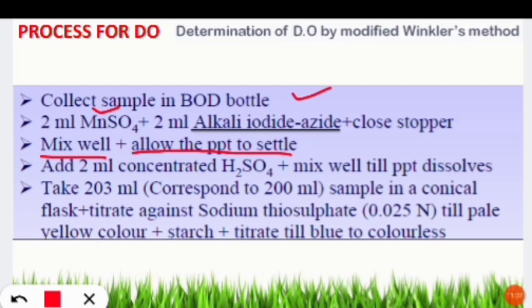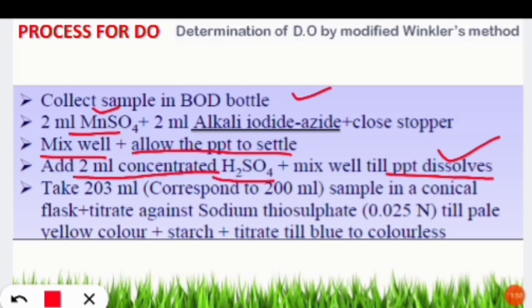Then what we will do? We will add 2 ml of concentrated H2SO4. So sulfuric acid we should add. Why? Because it will dissolve the precipitate. So the question can be asked, why is H2SO4 used? It is used to dissolve the precipitate formed after adding MnSO4 and alkali iodide azide in the BOD bottle.